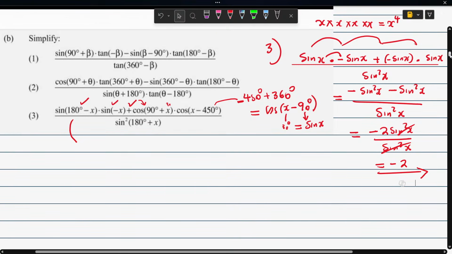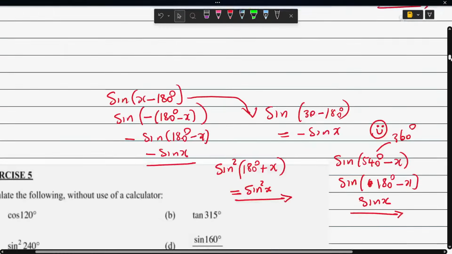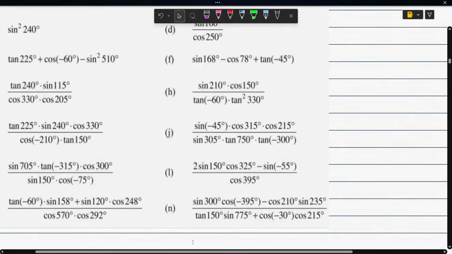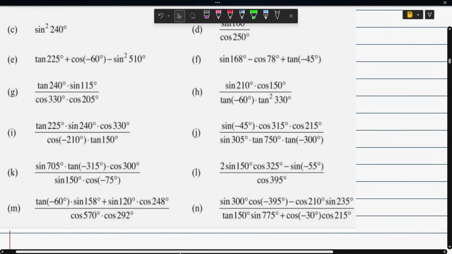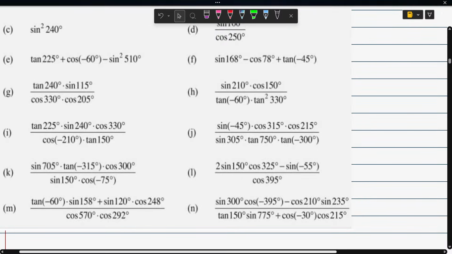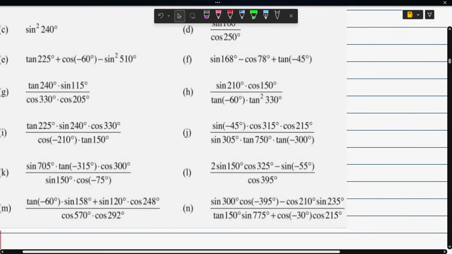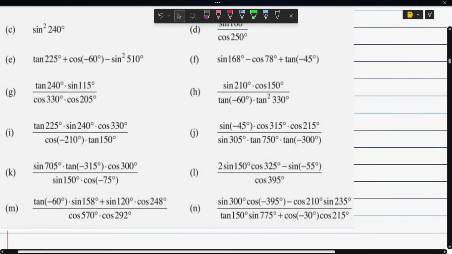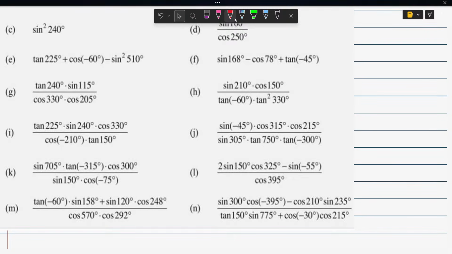Let's go to the next one. You can try number 1 and number 3. Let's go to the next one. Okay, so on this one, what is it that we can do? I'll just pick one, then we do it together. Let me pick G so that you see what is happening. This is the special angles. Remember, these are things you need to know in trigonometry.